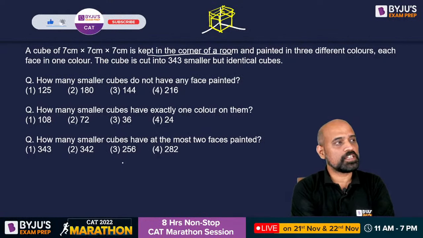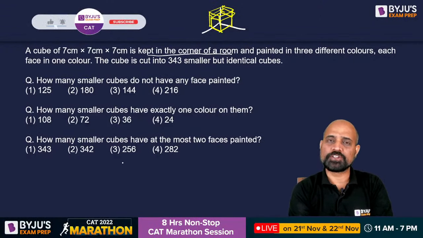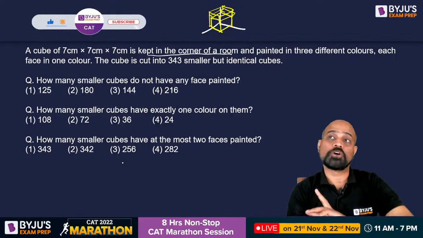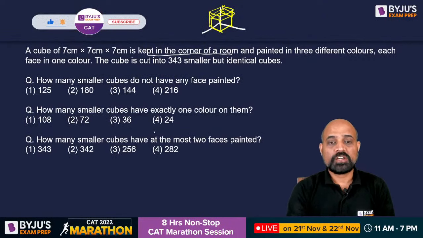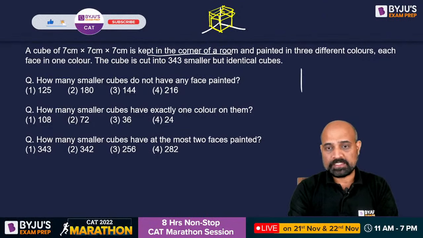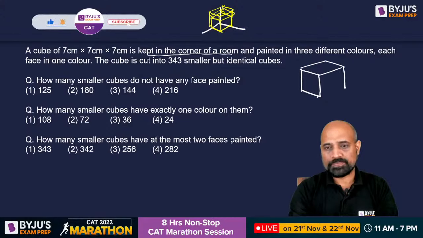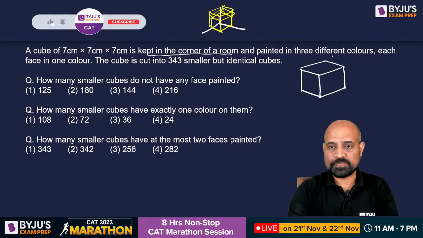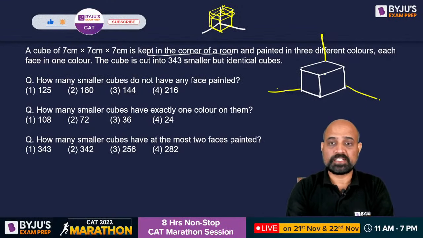So I think the easier approach would be if we visualize rather than converting the cube into another one, because then we will have to do a lot of not exactly analogy, but we'll have to see the pattern more. So if we have a cube that is kept at the corner of a room, so this is the cube, the corner of the room is going to be somewhat like this, and these 3 faces that are visible are painted in 3 different colors, one face in one color.